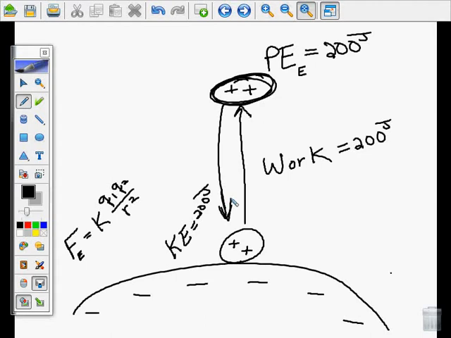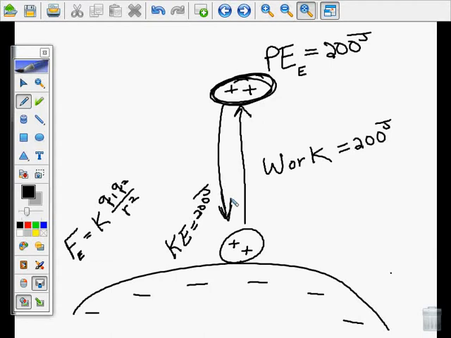Here's the difference. For some reason, when you're dealing with electricity, it is more common to talk about the work per charge and the potential energy per charge and the kinetic energy per charge, instead of talking about the whole work done. It's more convenient to talk about the work done per charge.